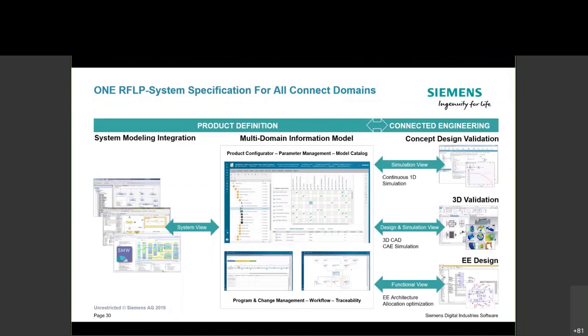So that's the view and the recipe concept I mentioned before. From this information model, there's a way of generating multiple engineering views that are dedicated to specific areas. For instance, concept design validation, you see on the upper right. I want to create a view to perform continuous 3D simulation. Well, if I want to perform a 3D CAD or CAE simulation, the view is going to be different. I'm going to create another, et cetera, et cetera.